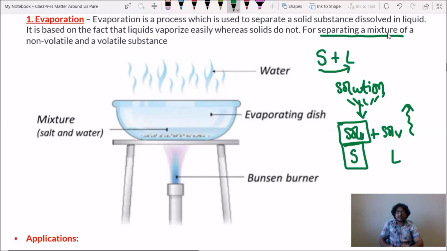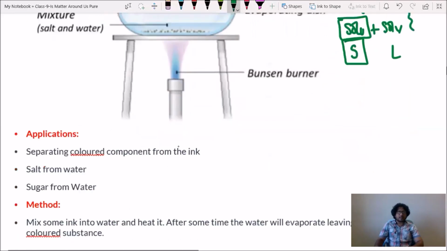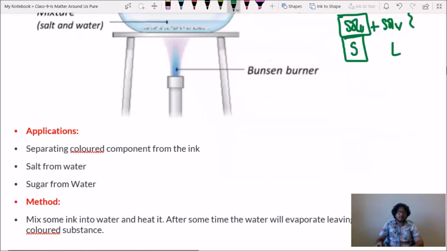So for separating a mixture of a non-volatile and a volatile substance, this evaporation technique is used. And where can we use that? We can see applications: separating the colored component from ink.